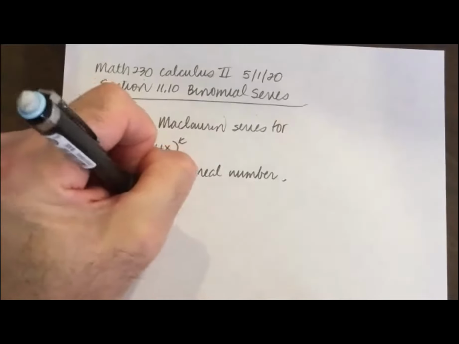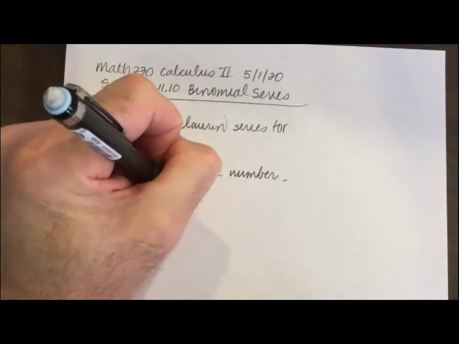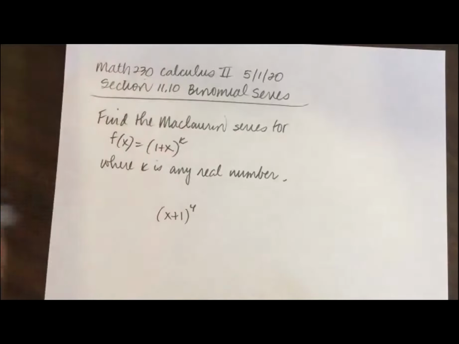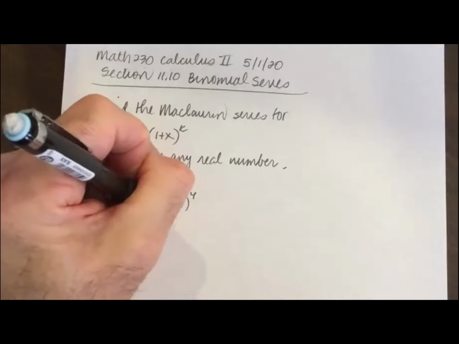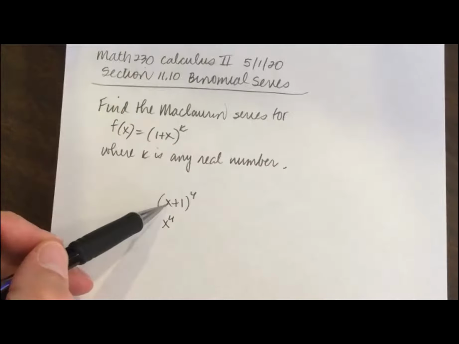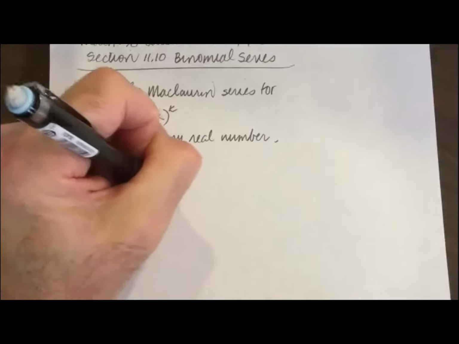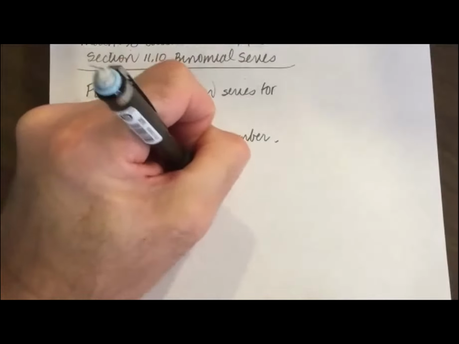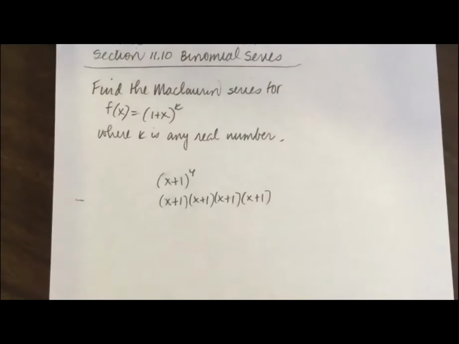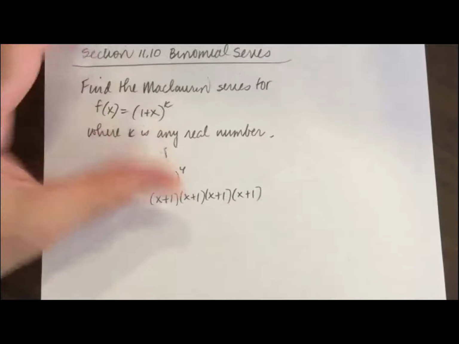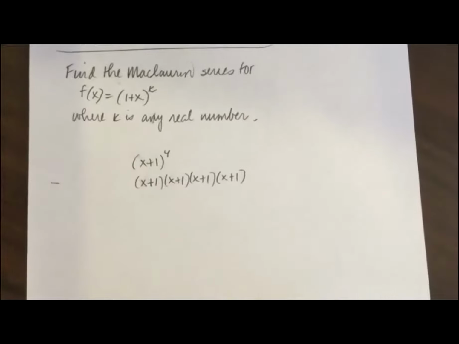I'm going to write it this way because it's more familiar: x plus 1 raised to the 4th power. Then I know that this is going to be a 4th degree polynomial because I'm going to have an x plus 1 times an x plus 1 times an x plus 1 times an x plus 1, right?